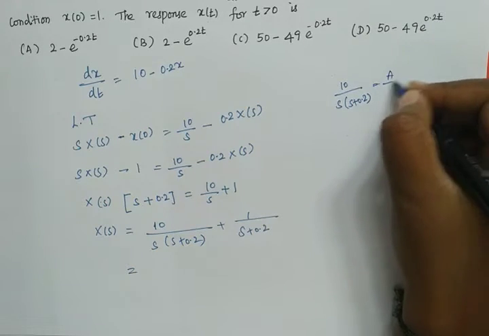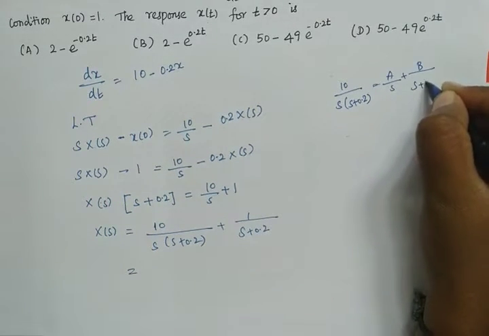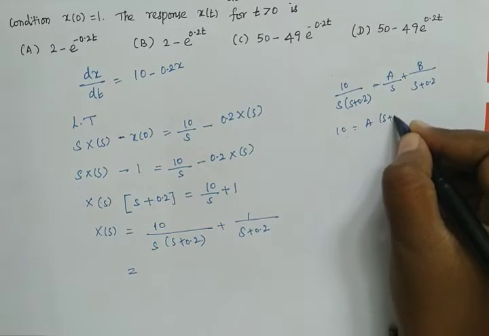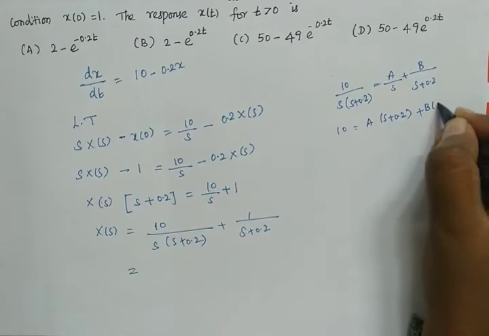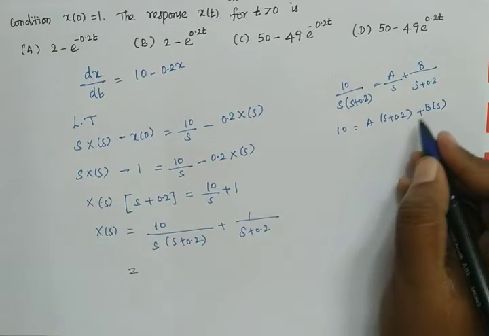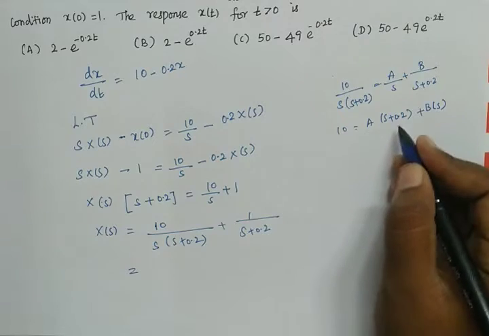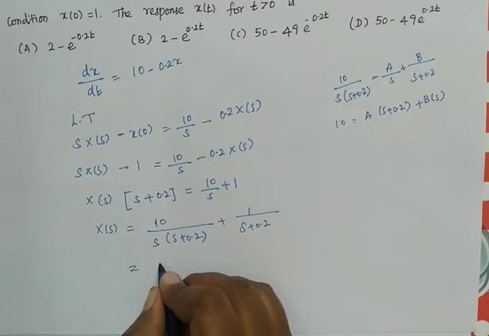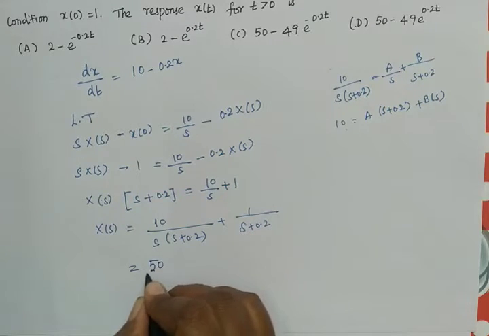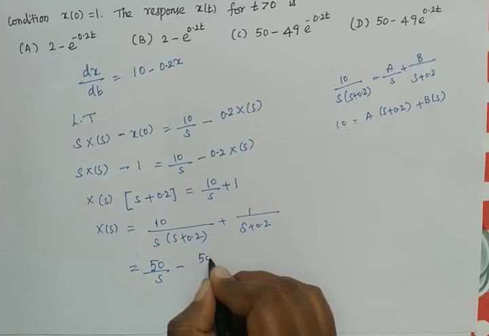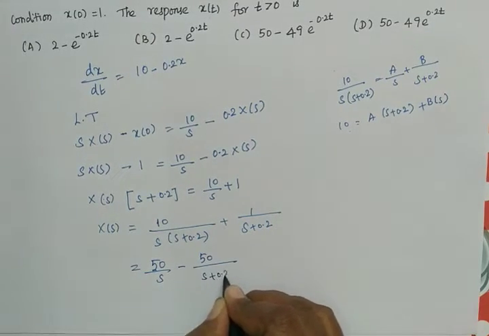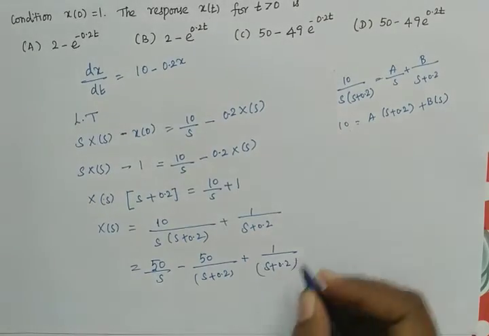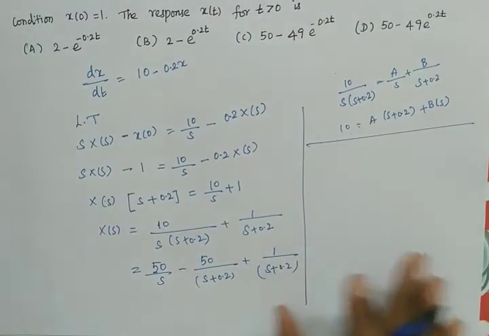So we can write this as a by s plus b by s plus 0.2. So if you take this, we can write 10 is equal to a into s plus 0.2 plus b into s. Now if you substitute values to make s 0, you will get the a and b values. So that value will be equal to 50. So we can write this directly as 50 by s minus 50 by s plus 0.2 plus 1 divided by s plus 0.2. Now what we have to do is take the inverse Laplace transform of this.